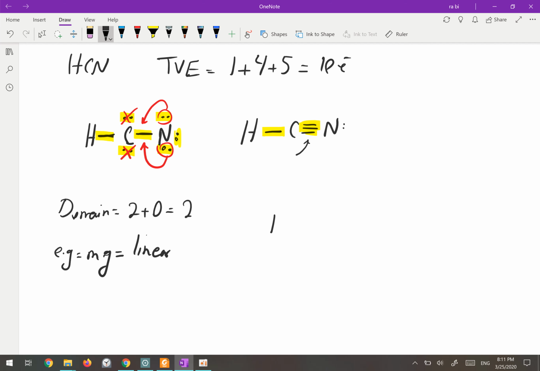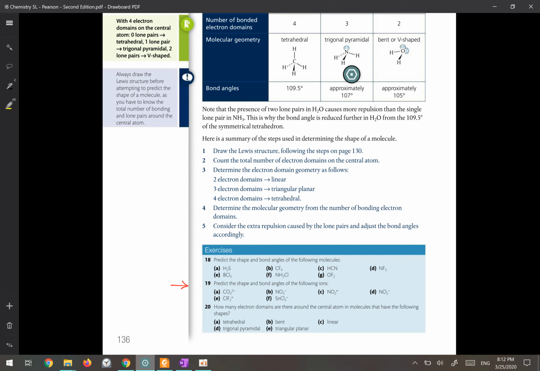So for the linear molecule, we just draw the linear as it is in the Lewis structure. And what would be the bond angle between these 2 bonds or these 2 domains? As you guess, it's 180. Okay, and let's go to the next molecule.